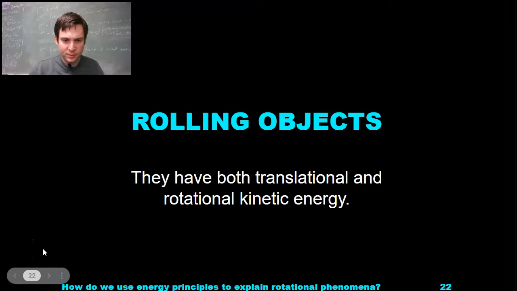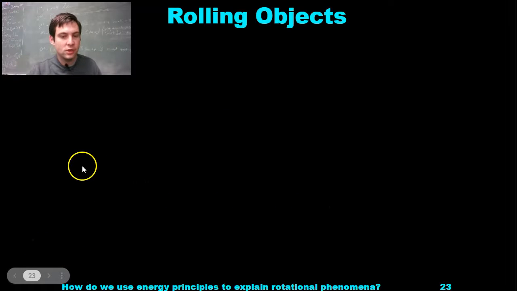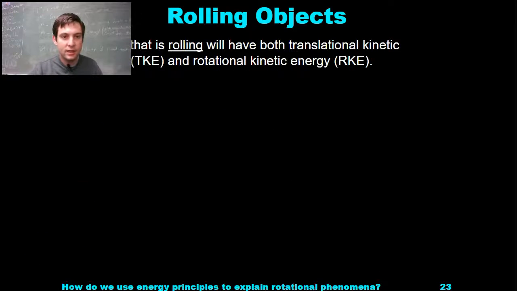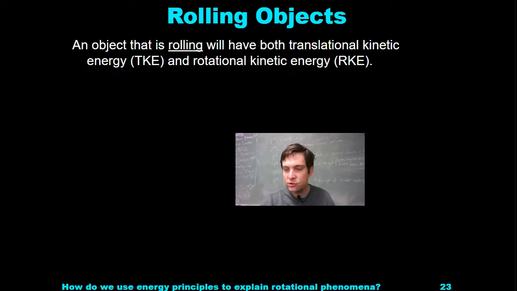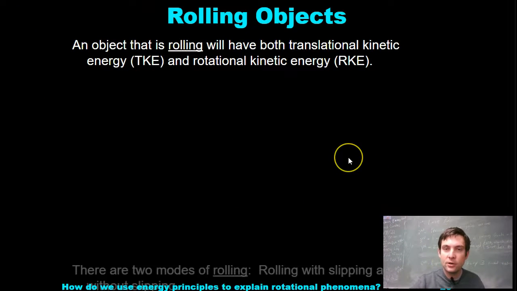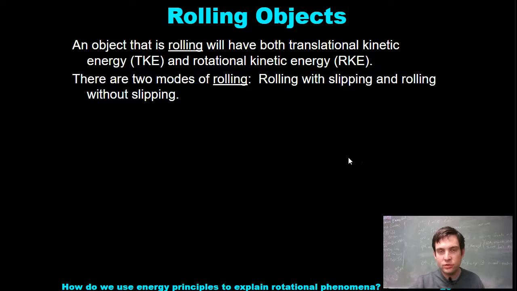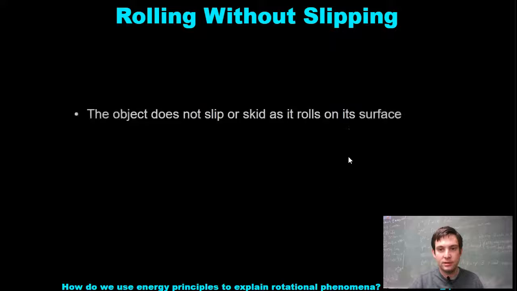Back to Limp Bizkit for a minute. Rolling objects have both translational and rotational kinetic energy. An object that is rolling will have both translational kinetic energy and rotational kinetic energy. There are two modes of rolling: rolling with slipping and rolling without slipping.